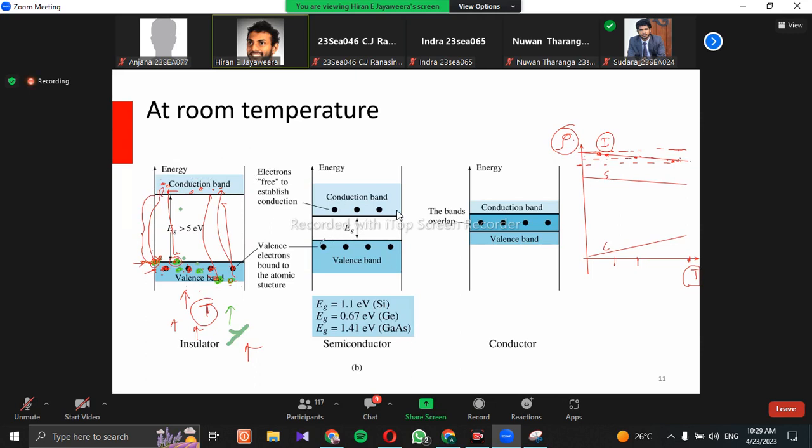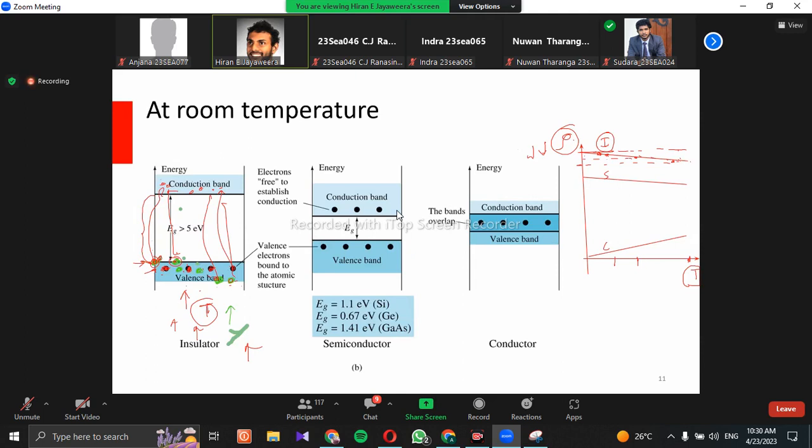So in the case of a semiconductor, that is also the same, right? The same explanation you can give. The higher the temperature, the more electrons will come to the conduction band and you will get less resistivity in the system. Right.